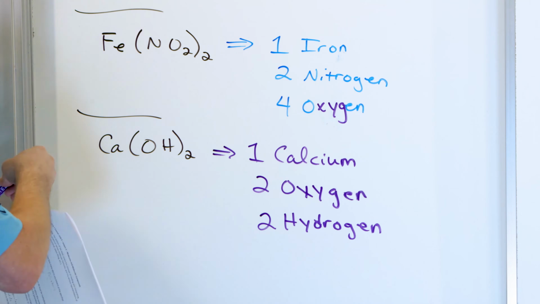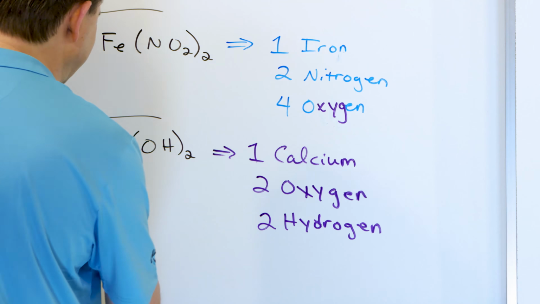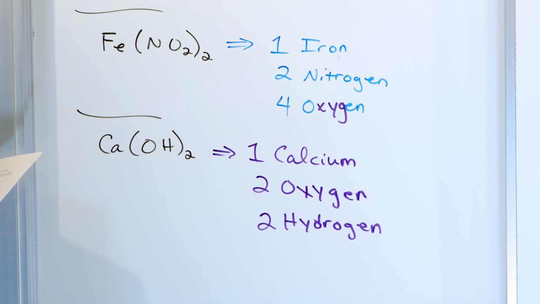Say hydrogen fast 10 times, and it's very difficult. Hydrogen, hydrogen, hydrogen. It's very difficult. So we have 1 calcium, 2 oxygens, 2 hydrogens.